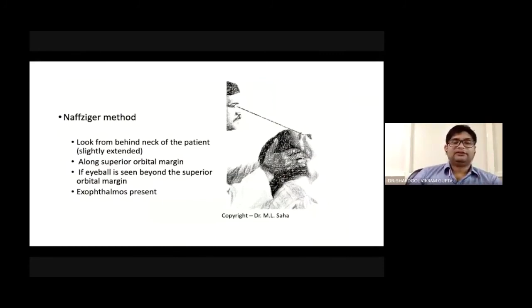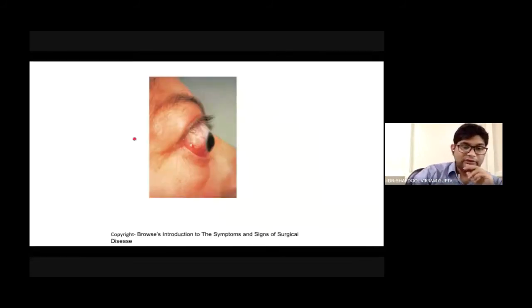One of the methods to look for exophthalmos is Naffziger's method. You should go behind the patient, look from behind, and ask the patient to slightly extend the neck. Then imagine a plane going along the superior orbital margin like this. If the eye is bulging beyond that supraorbital margin plane, then it is exophthalmos. If not, then it is not exophthalmos. This is known as Naffziger's method. Can you see the eye is bulging outward from the supraorbital plane?